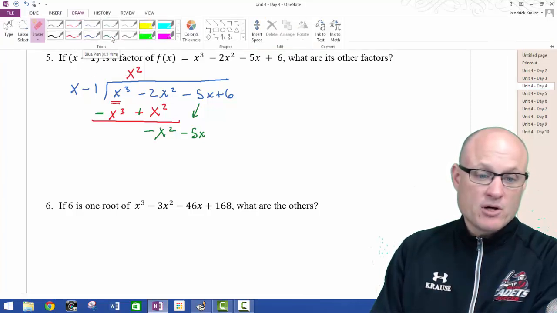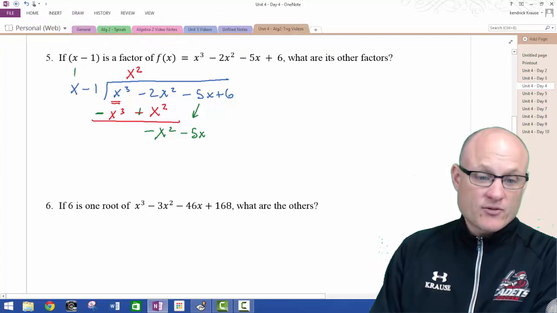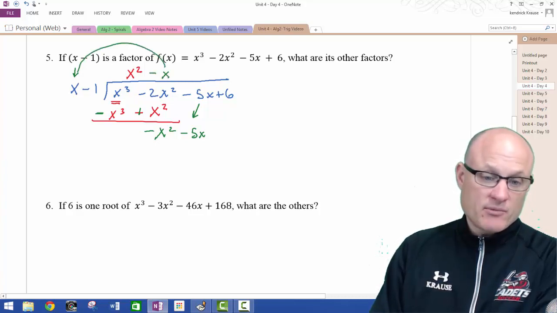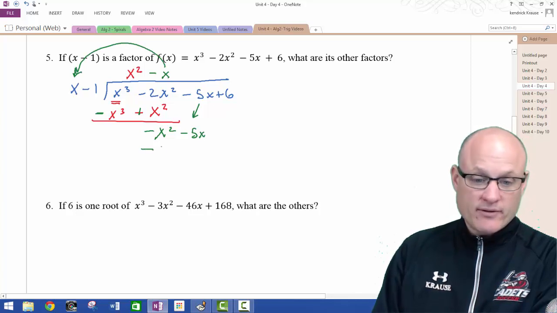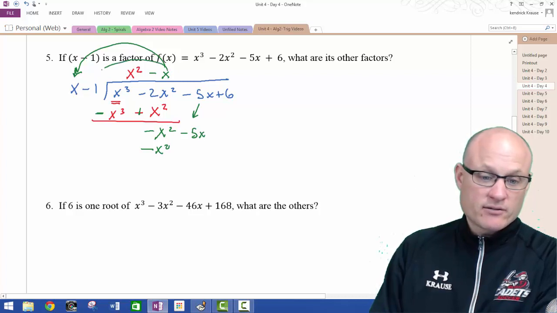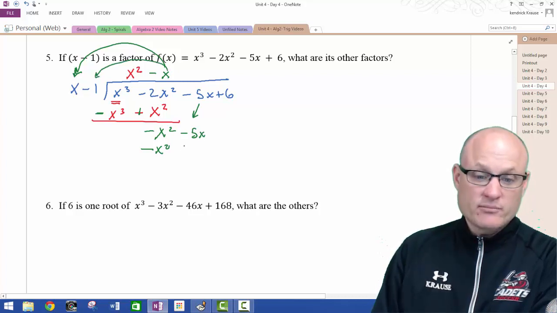What am I going to multiply x by to get negative x squared? Well, that's got to be minus x. So negative x times x is negative x squared. These should always match right here. And negative x times negative 1 is positive x.